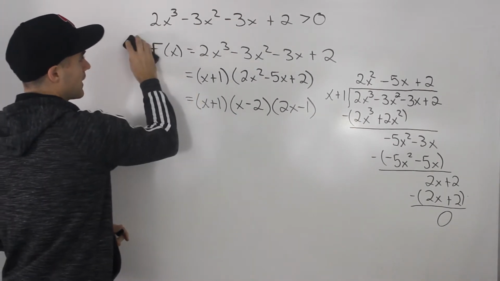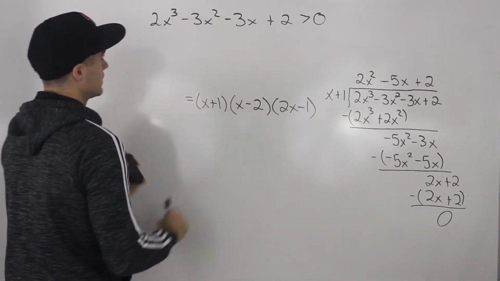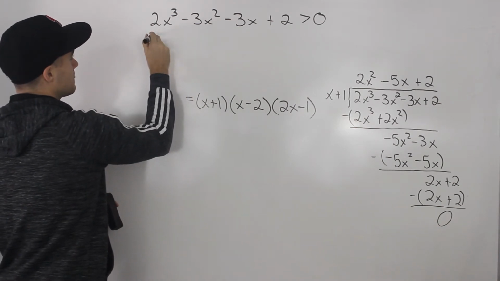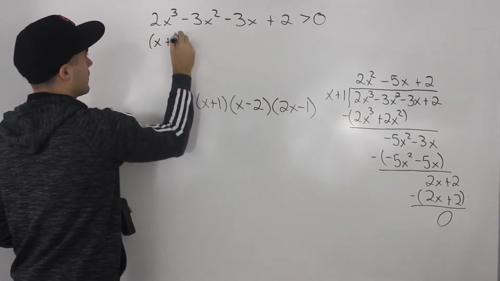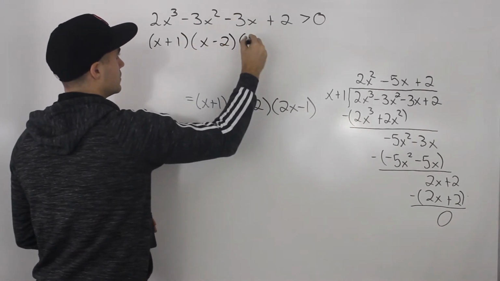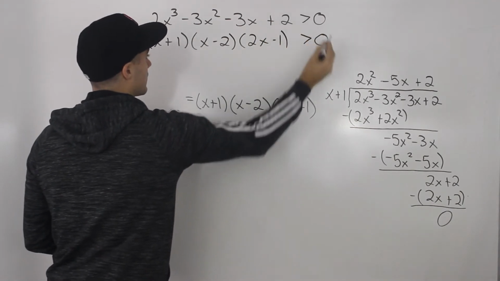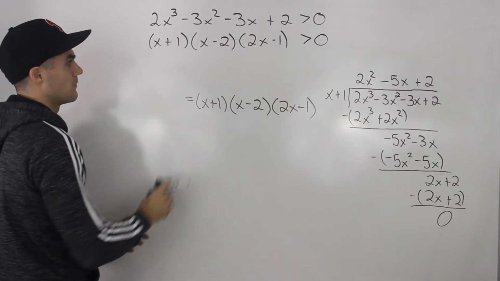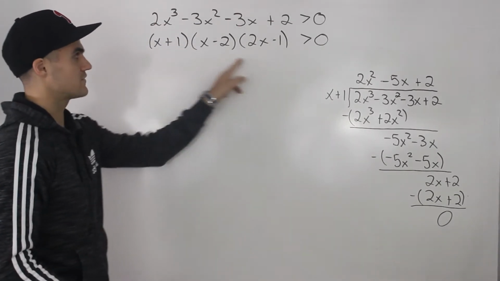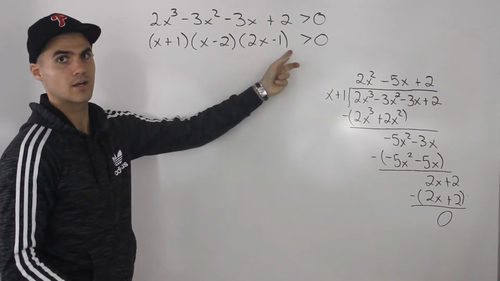So now let's go back to our inequality up here. Basically what we've done, we took this polynomial and factored it into x plus 1, x minus 2, 2x minus 1. And we're still finding when this is greater than 0. And when you get to this point here, where it's a factored polynomial on one side, 0 on the other, and it's an inequality.